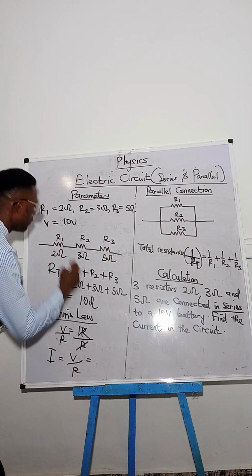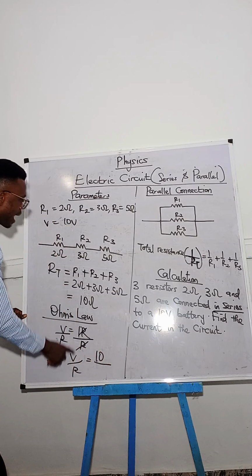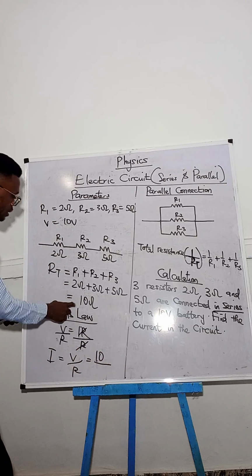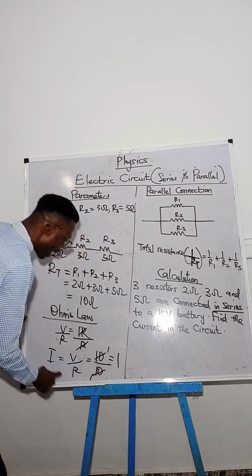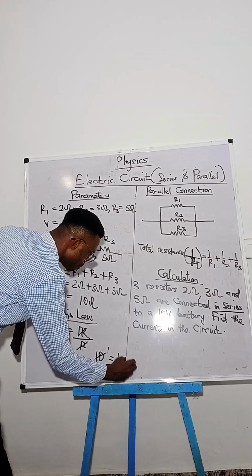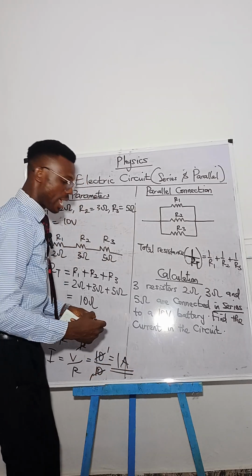Now in this question, my V is 10. Then the R is the combined resistance, the total resistance, that is 10. 10 over 10 is 1. It means my answer is 1. What's the unit of current? Ampere. So the final answer equals 1 ampere.